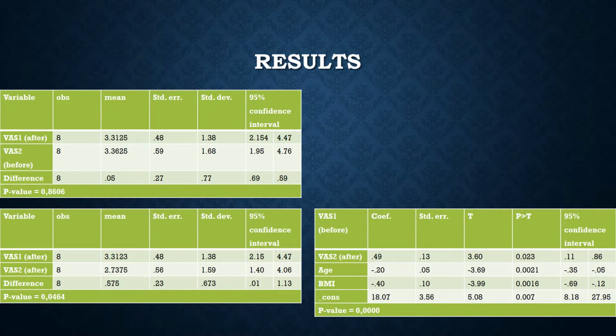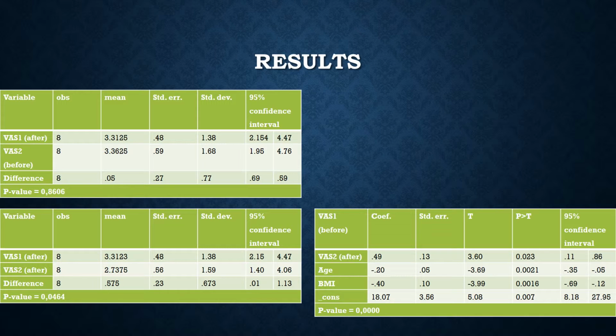As you can see here, VAS1 after and VAS2 after was also significant with a p-value of 0.0464. The only non-significant p-score was the 0.8606, which was VAS1 after and VAS2 before.